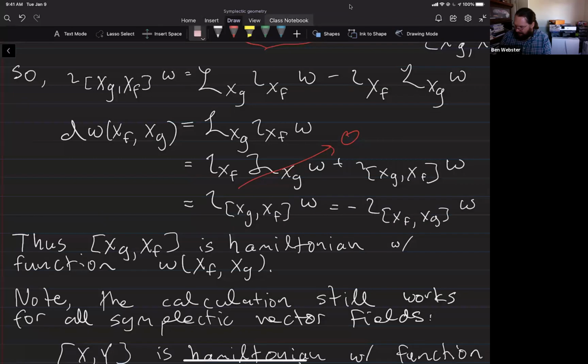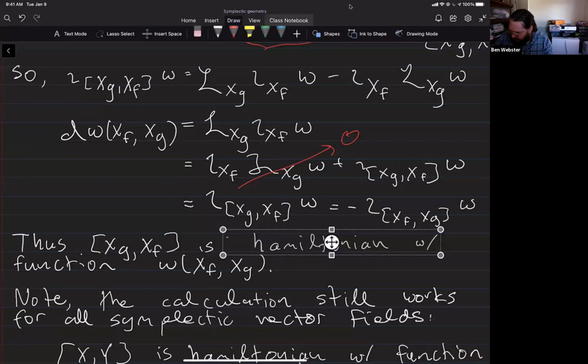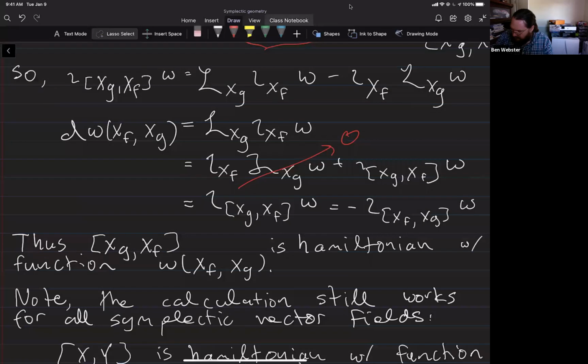So what we found is the Hamiltonian vector field of this function, the symplectic form applied to Xf, Xg, is the Lie bracket of Xg, Xf, or written a bit differently because the Lie bracket is anti-symmetric, this is the same as minus the Lie bracket of Xf, Xg.